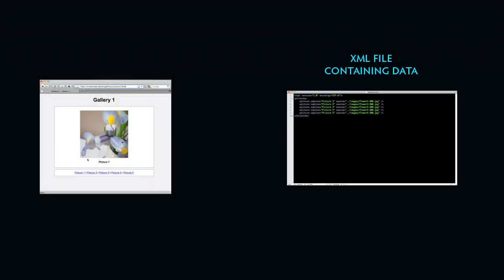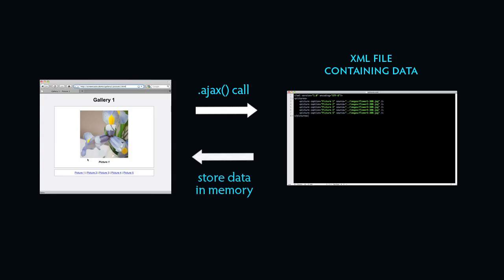To take our example further, we're going to load an XML file via AJAX in the background when the page loads. We're going to store the data in memory so we don't have to keep doing requests every time a link is clicked. The XML file will contain only the necessary information needed for the image gallery, so we're saving on bandwidth too.